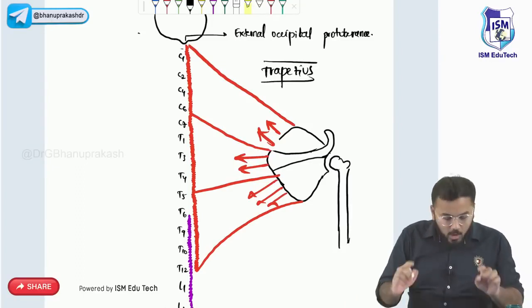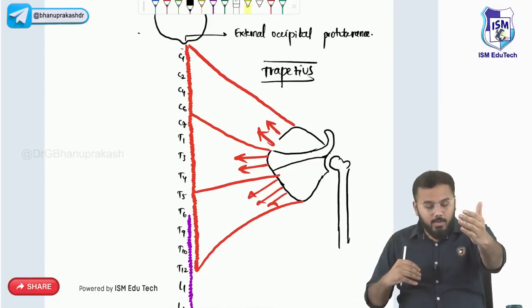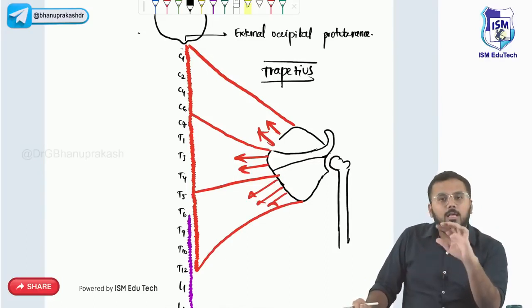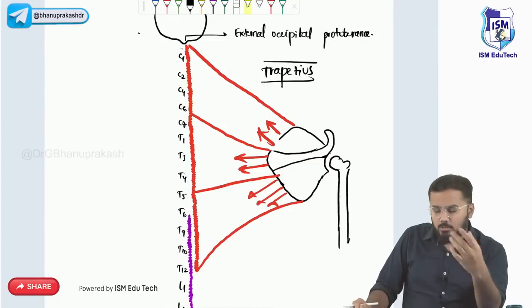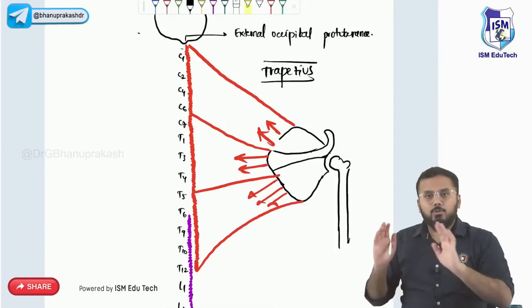So now you understood the origin and insertion from the external occipital protuberance till T12, and again I'm telling, for MBBS students, you have to know it. Students who are preparing for any other exams, you need not know it, because they're not going to ask you origins and anything. For the next exam, definitely they will not ask you. So finally, they are inserting to the scapula.